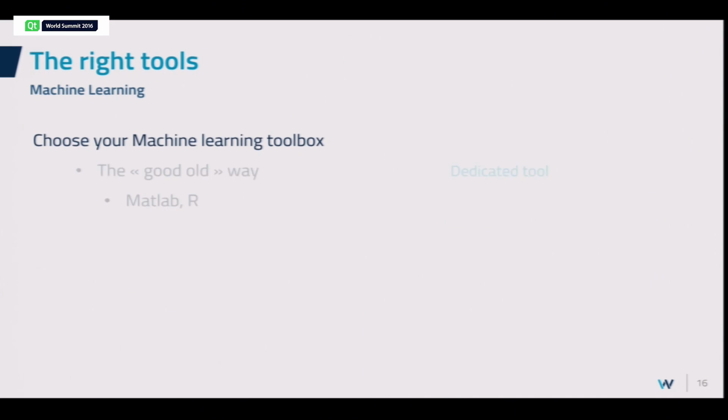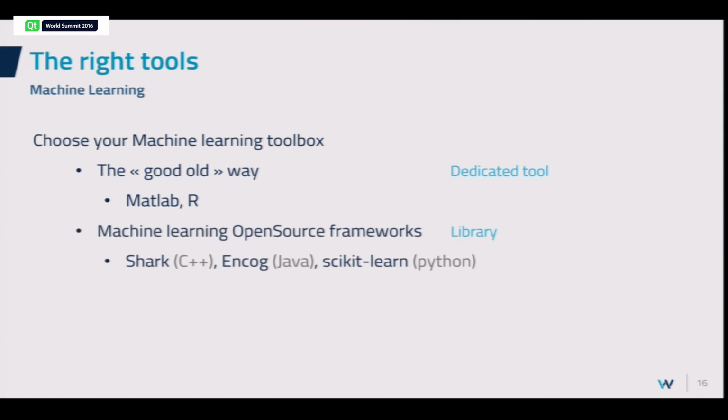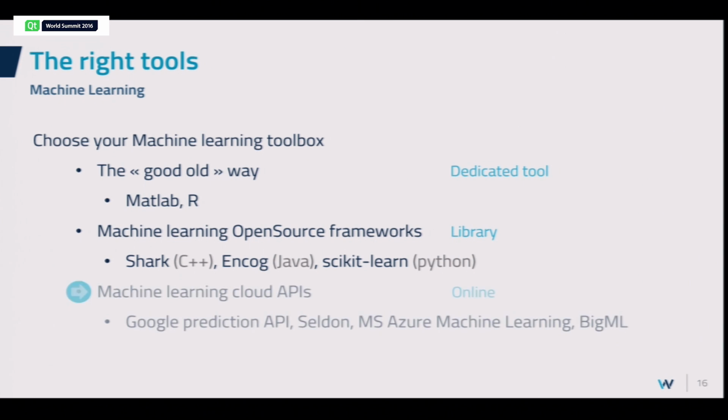So the first step is choosing your machine learning toolbox, your tools. There's what we could call the good old ways, using dedicated tools. You can use MATLAB, or R, where you can directly call scripts to create your machine learning and use it. That requires some knowledge, but that's one way. The other way is to include a dedicated library. Again, you need to write some specific code, but it's doable. That's just a short list. For example, there is Shark for C++ that you can add.